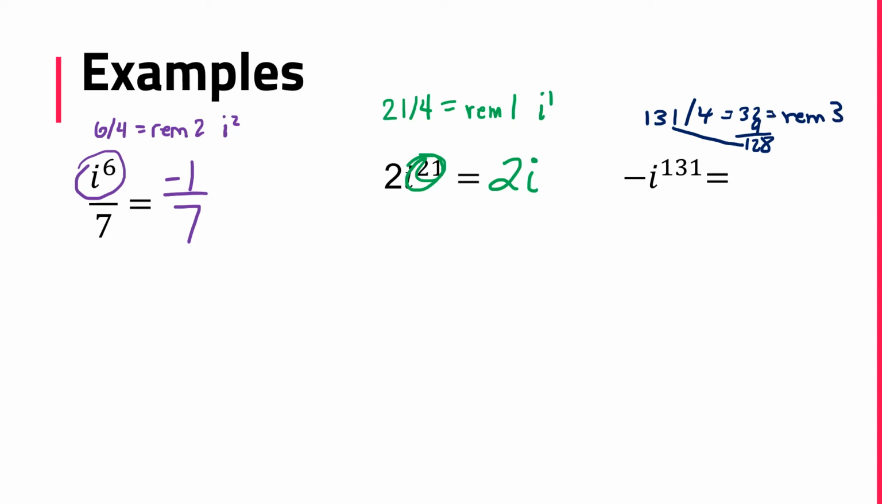There's different ways to think it through. If I have a remainder of 3, that's like saying i to the third. So i to the third is negative i. So all of this just became negative i, and it already had a negative out front. So a negative times a negative is a positive i. Careful with those double negatives, right? Maybe it would help if you wrote it as negative 1 times i to the 131st.